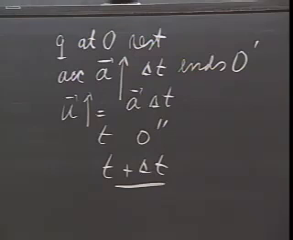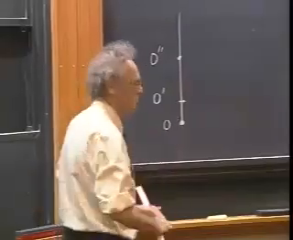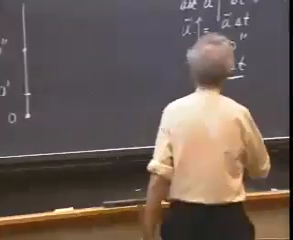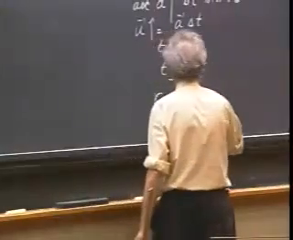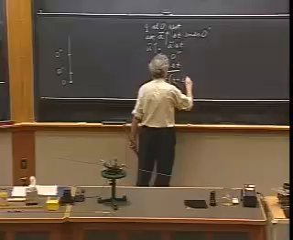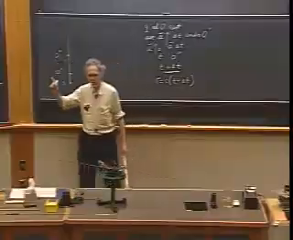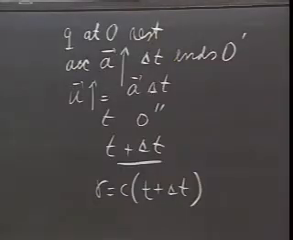That means there is a sphere around point O, and that sphere has a radius which is c times t plus delta t. Outside that sphere, the world has no knowledge that this charge was accelerated, because that message has to travel with the speed of light.